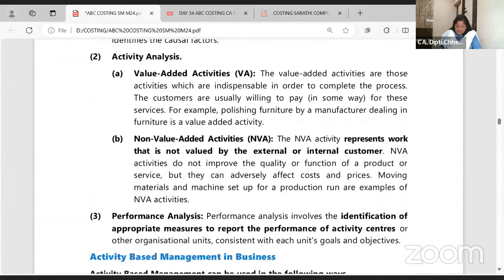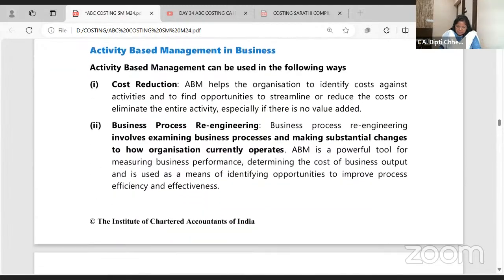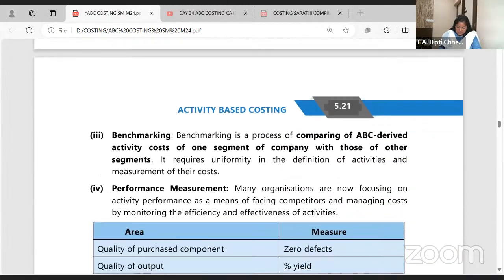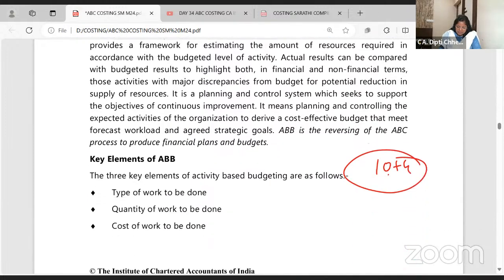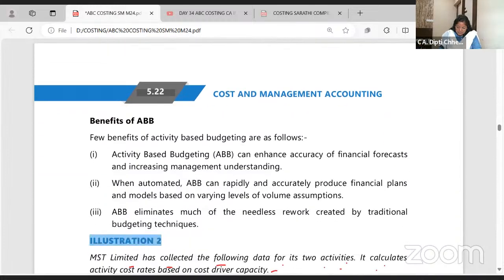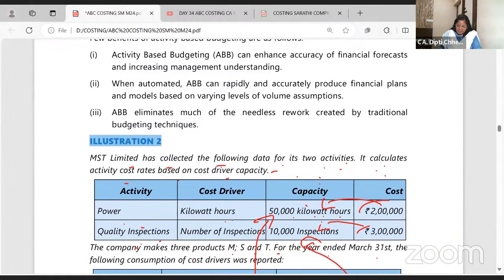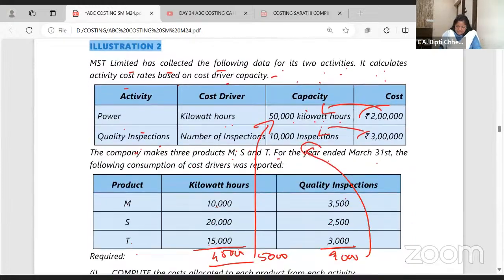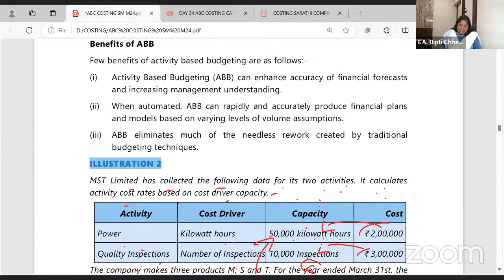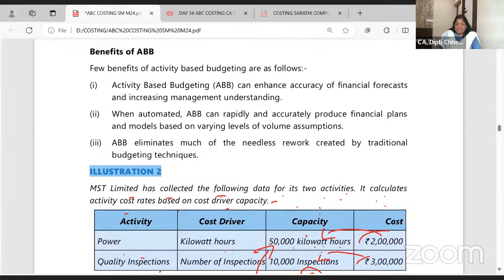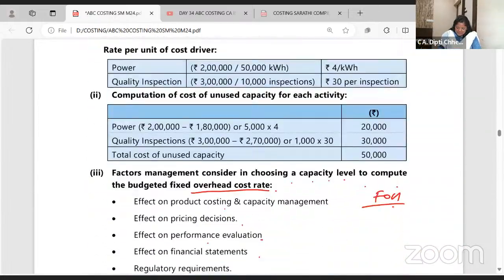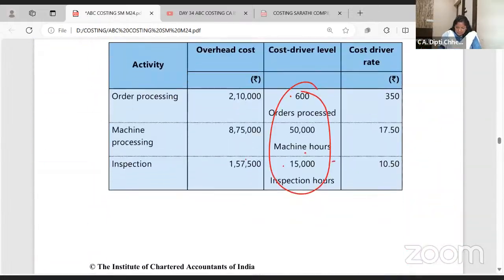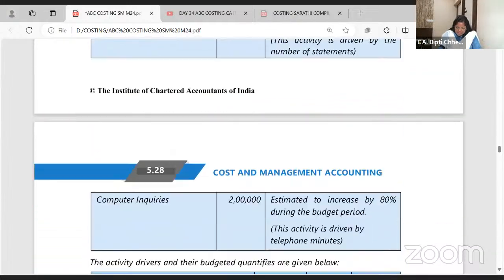Yeah, some theory is also there. What's the benefit of this activity based costing, or activity based budgeting? More enhanced control you can have on each and every activity of the business, right? These are all the problems we have done today.